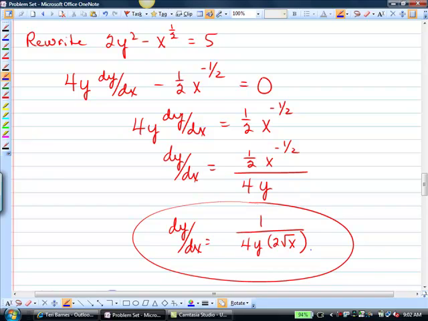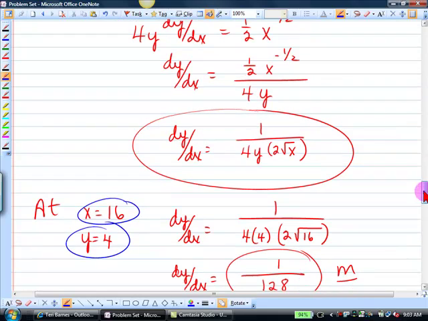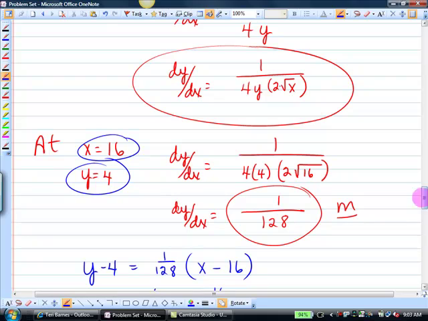Okay? Everybody okay with that algebra? All right, so what's our next step? Plug in the point in this derivative to get the slope at that point. So we're plugging in x is 16, y is 4 into this equation. So we have 1 over 4 times 4 times 2 square roots of 16. If you do the math, you get 1 over 128.